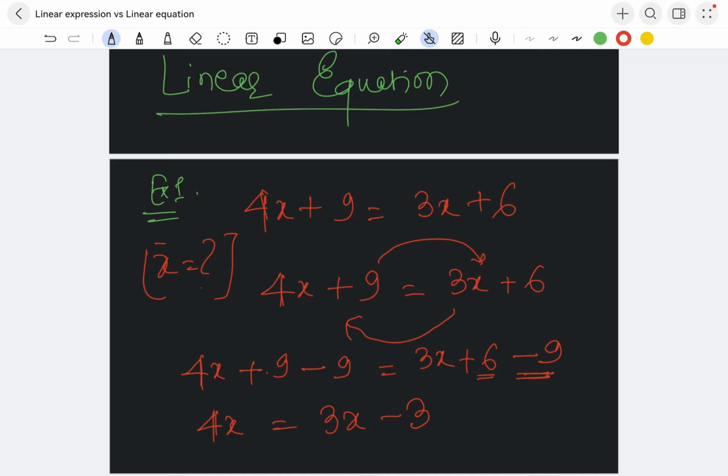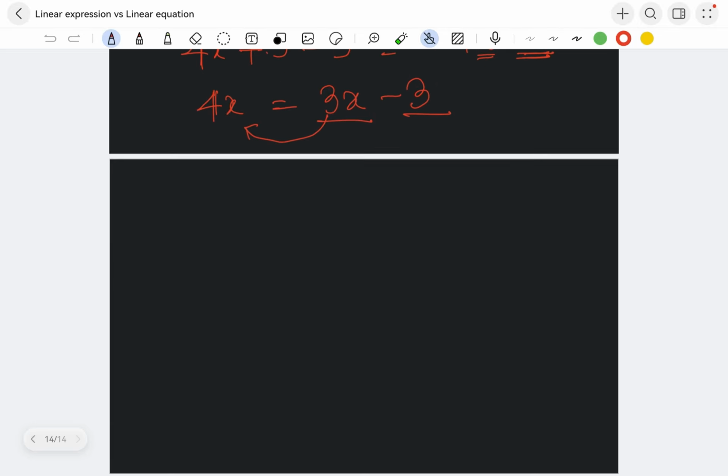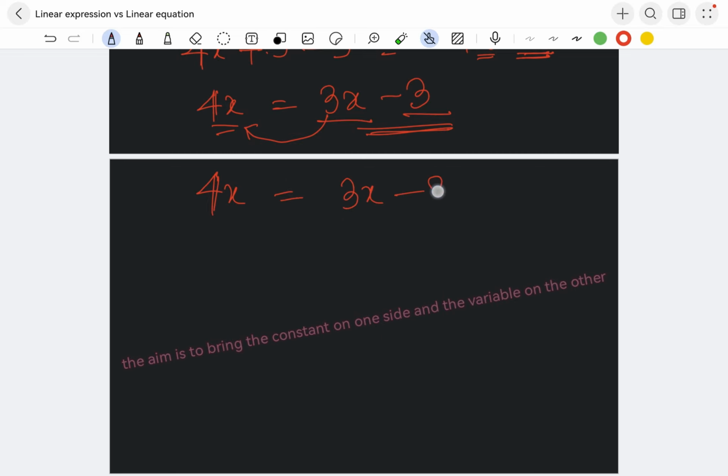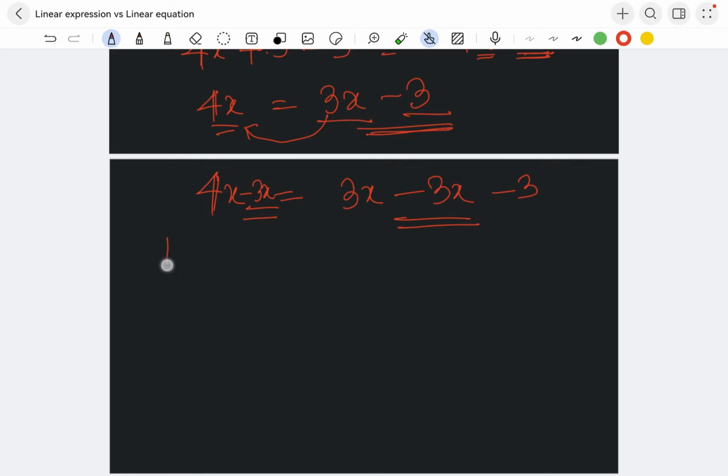Now again here we can see there is a variable and there is a constant. We will try to bring the variable on one side. Whatever operation we do here, it has to be done on this side also. That's the rule of the equation. So 4x equals 3x minus 3, and we will do minus 3x on this side also. So 4x minus 3x, that means you have 4x and you have 3x. When you subtract, 4 minus 3 is 1, so only x will remain. The constant value 4 minus 3 is 1, and 1 into x is nothing but x.